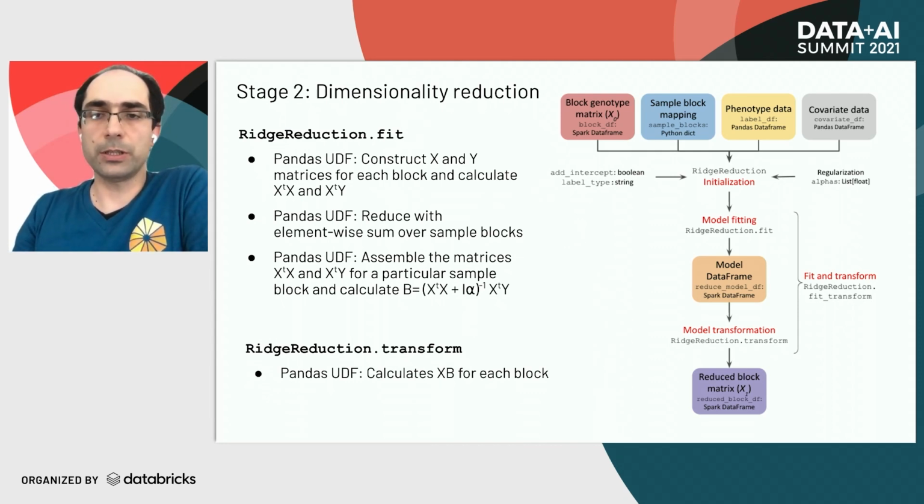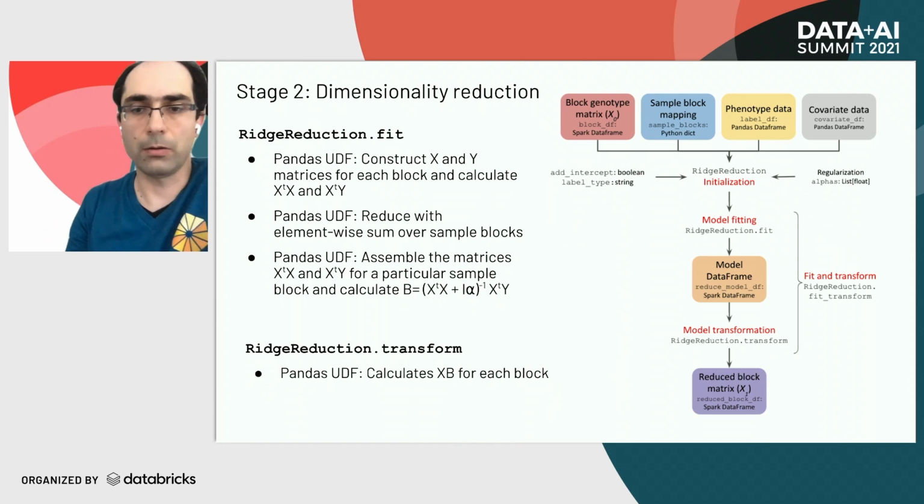In the reduction stage, we do a fitting, and then followed by a transformation. All of this is done in a class called ridge reduction, where inside this fitting, several UDFs are called to do the manipulations and linear algebra that are needed. Inside the transform, the same.